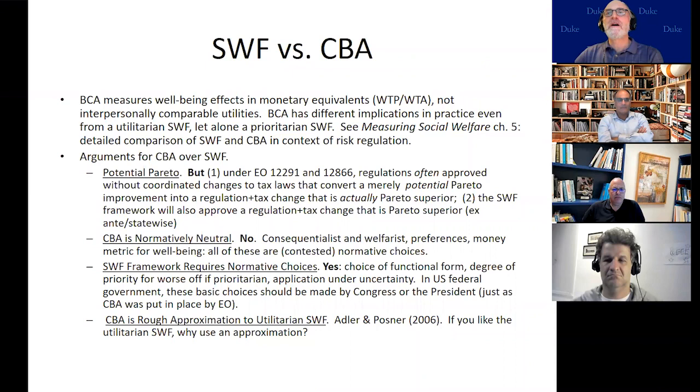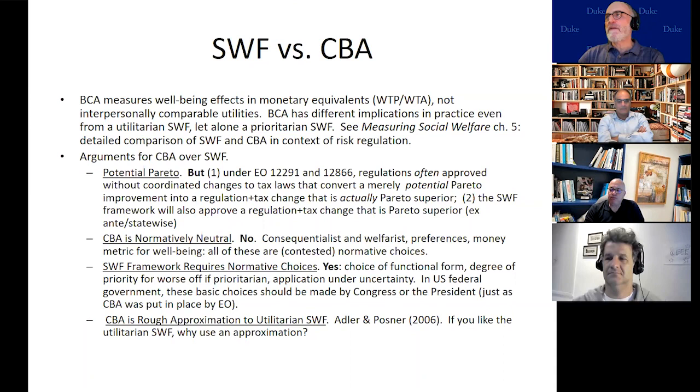Unlike the social welfare function approach, cost-benefit analysis measures well-being using money. Money is the measuring rod. That's the big difference, right? For social welfare functions, the measuring rod is this interpersonally comparable measure of well-being. For cost-benefit analysis, it's money.